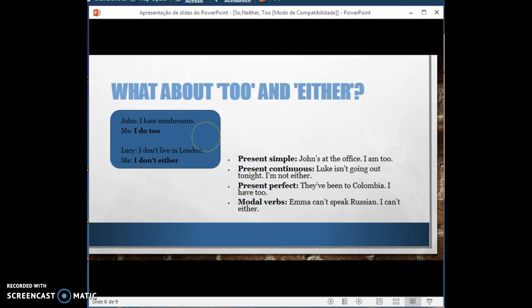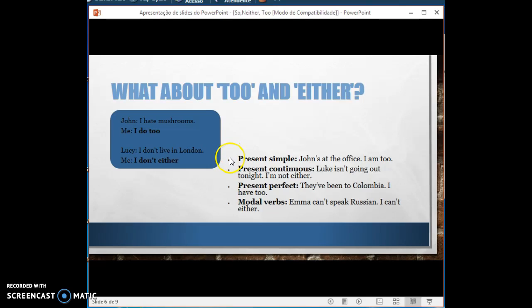Now, what about too and either? We can also use "I do too" or "I don't either," which means the same as "so do I" and "neither do I," but in an informal way. We have John who says, "I hate mushrooms," and I can answer, "I do too." See that this is another construction of agreeing. Lucy: "I don't live in London." Me: "I don't either."